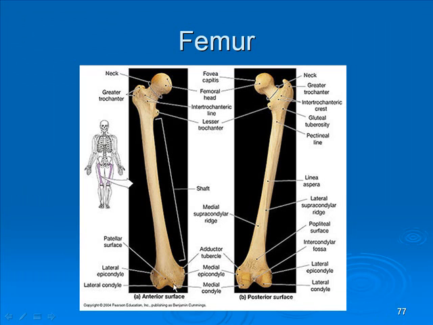Now, this articulating surface that we see here on the femur will articulate with the tibia, of the two bones of the lower leg. There's the tibia and the fibula. The fibula is not involved in weight bearing.